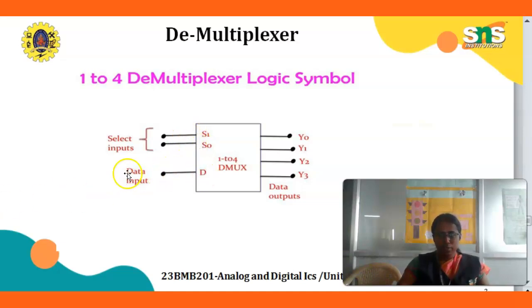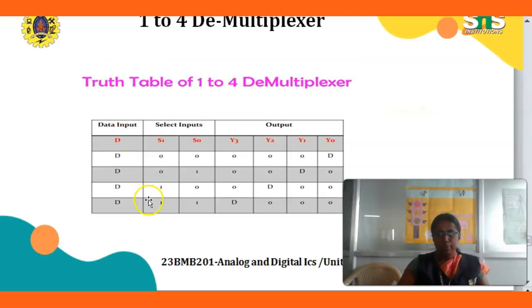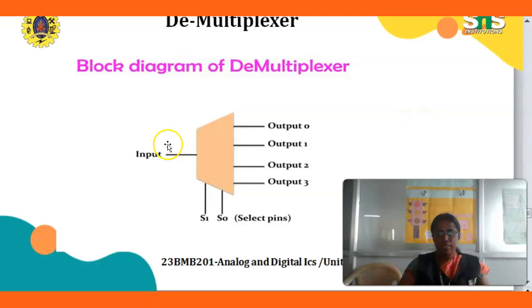The data input is single, but if the select lines are 0, 0, the output comes at Y0. Let us see the truth table. Here the data input is a single input. The select lines are S1, S0: 0, 0, 0, 1, 1, 0, 1, 1. If the select line is 0, 0, the output will come at Y0, as mentioned here. The input goes directly to output 0.